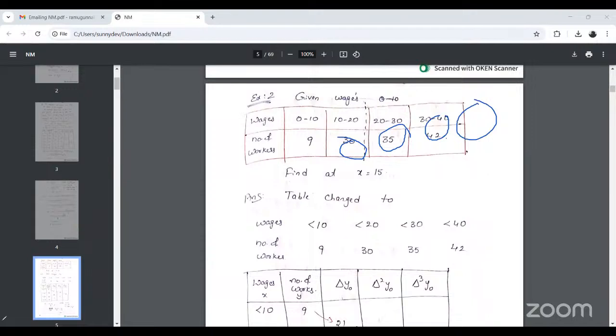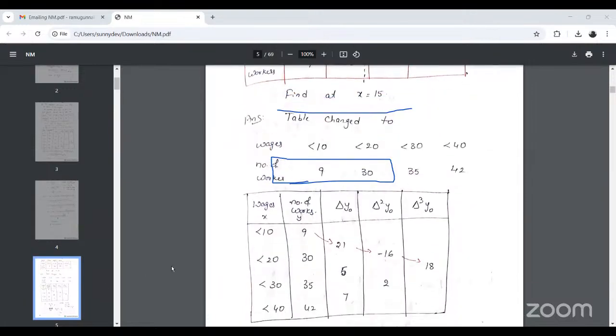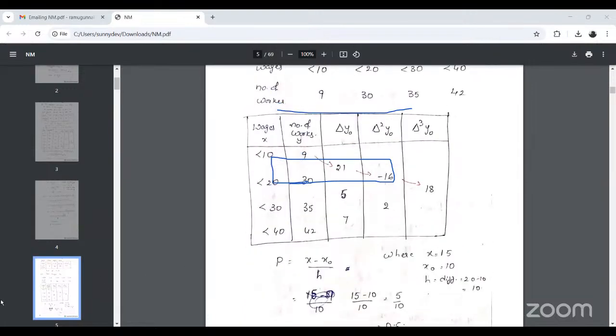Now see example 2. They are asking to find out the value at x equal to 15. So x equal to 15 means, so here, 15 is nearest to 10, no? So you are using the forward difference table. So x equal to 15, forward difference table.